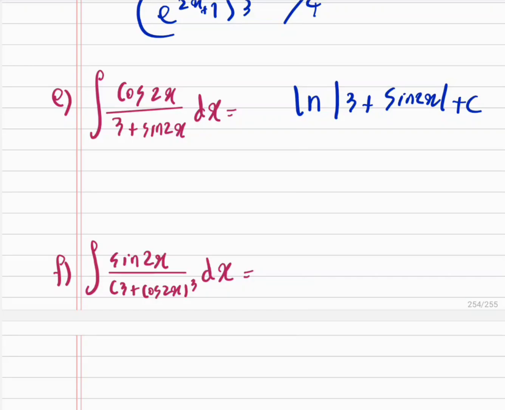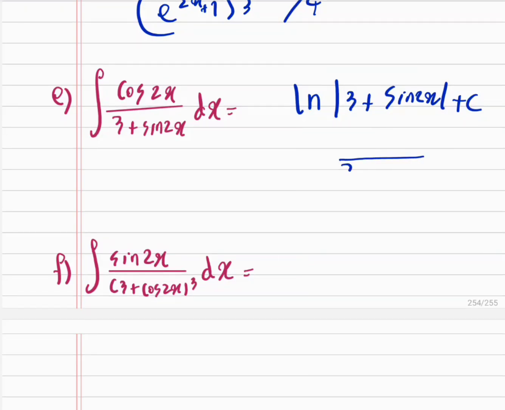The way we check that is very simple. We differentiate the guess and compare it with what we have here, because this is the derivative of that, and then we might need to make some adjustments. When we differentiate, the denominator is just 3 plus sin 2x, and the numerator is 2 cos 2x. As you can see, this is very similar to cos 2x over 3 plus sin 2x. The only difference is that here we have this constant of 2.